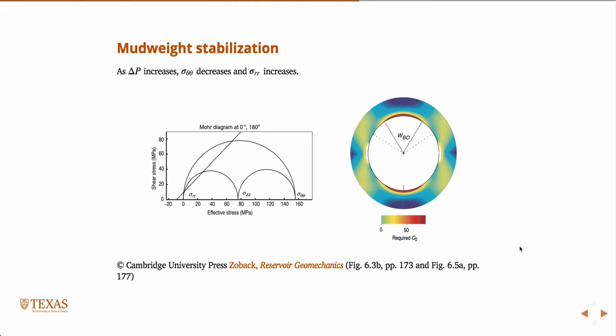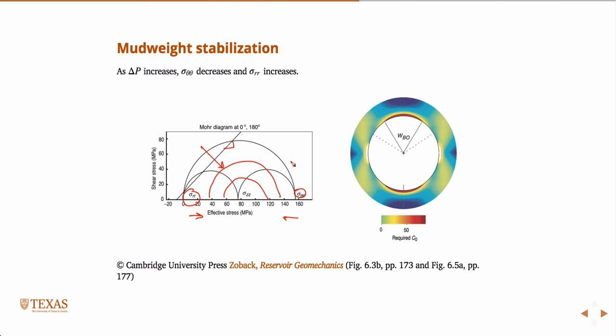So I think I really just already talked about this, but the idea here is that by increasing delta P, sigma RR moves that way, sigma theta moves that way, shrinking the Mohr circle, bringing it off the failure line. Remember, the failure line is a material property, essentially. It comes from the cohesion, which is related to the unconfined compressive strength, and the slope, which is related to this internal friction. Those are essentially material properties, right? So that's going to stay stationary.